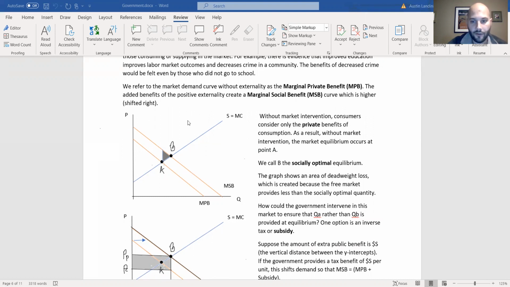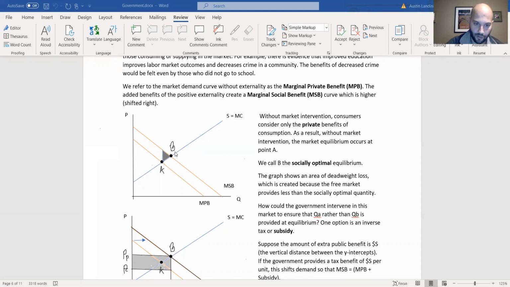Right, so without market intervention, consumers would consider only the private benefits of consumption, and they would weigh that against the marginal costs. We could assume the market settles where marginal cost equals marginal private benefit, which is point A. All right, what we're saying here is that we would actually like more of this good produced and sold on the market.